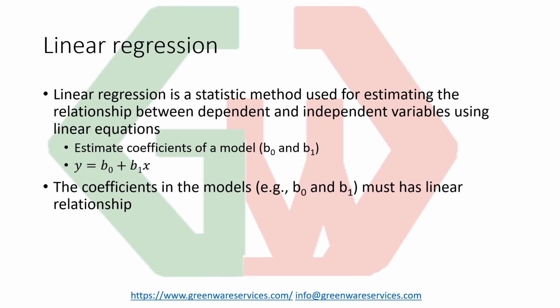Now let's move to linear regressions. Linear regression uses linear equations to estimate the coefficients of a model. It focuses on the coefficients, not the variables. For example, a simple model y equal to b0 plus b1x. In this model, x and y are variables. b0 and b1 are coefficients. So we can say the coefficients b0 and b1 have linear relationship. That's why this model can be estimated by linear regression.